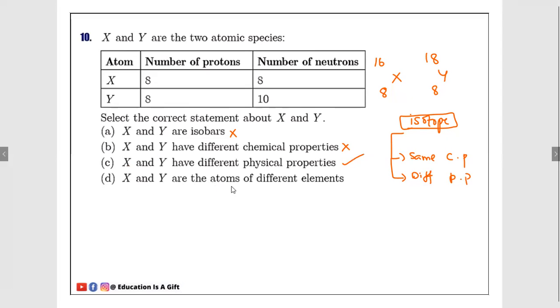X and Y are atoms of different element? No, these are not atoms of different element, because 8 is atomic number of X, 8 is atomic number of Y. Both will be oxygen only. Those are not different elements. No. So answer is C. X and Y have different chemical properties.